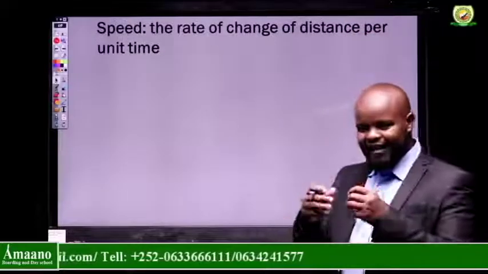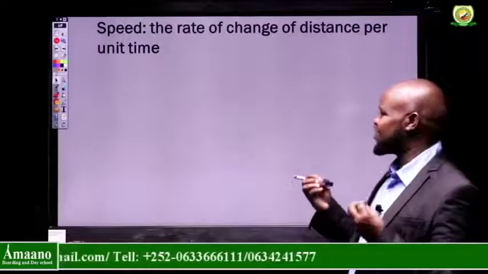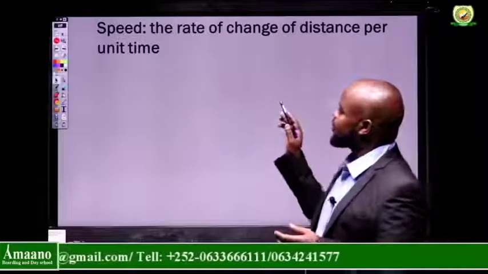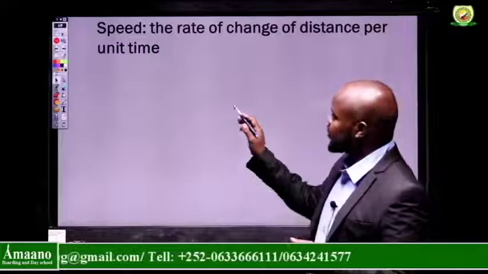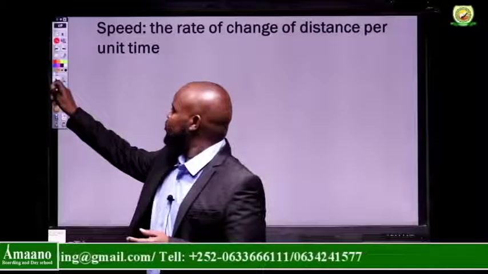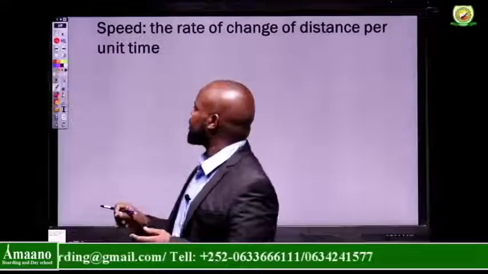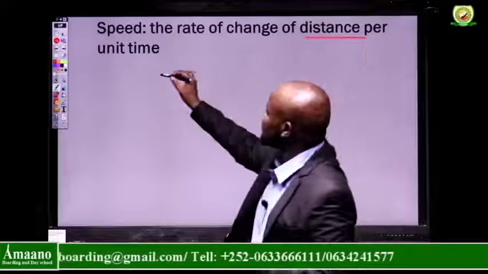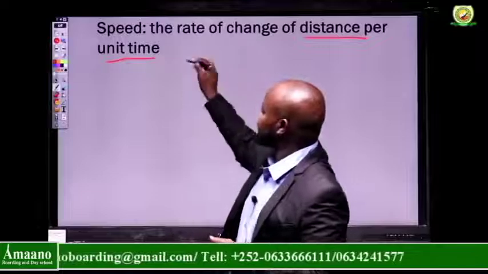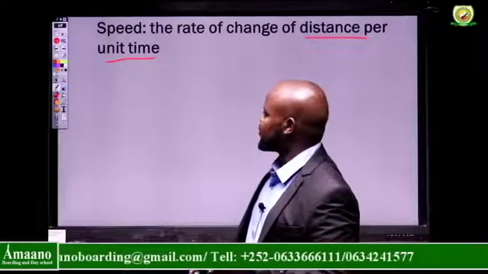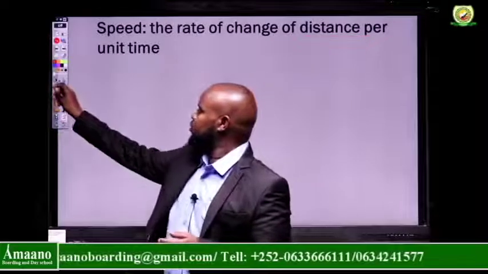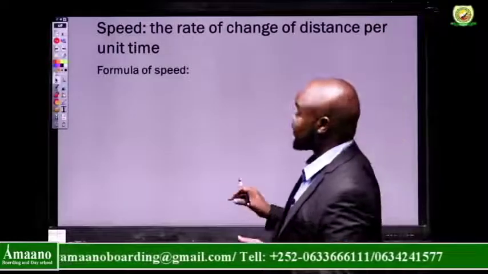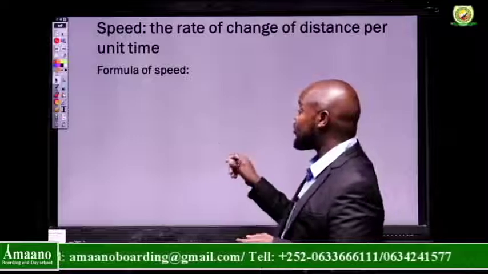So first of all, let's define what speed is. What is speed? The rate of change of distance per unit time is called speed. Distance per unit time, that's called speed. So what's the formula of speed?